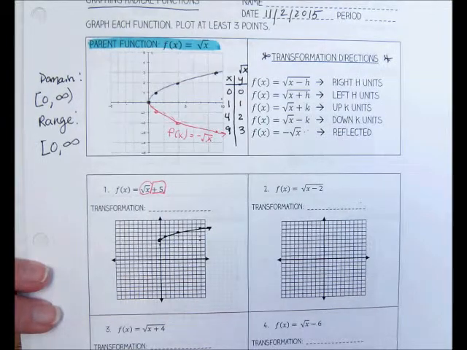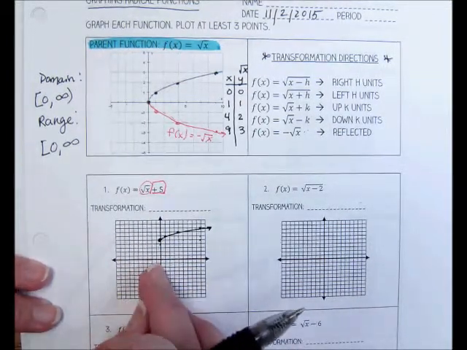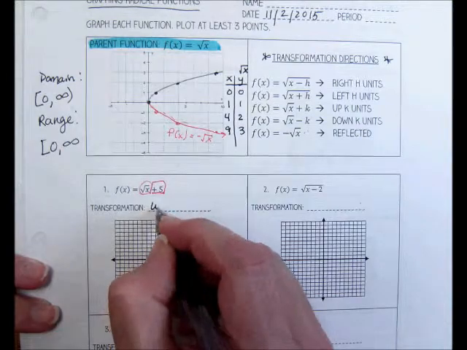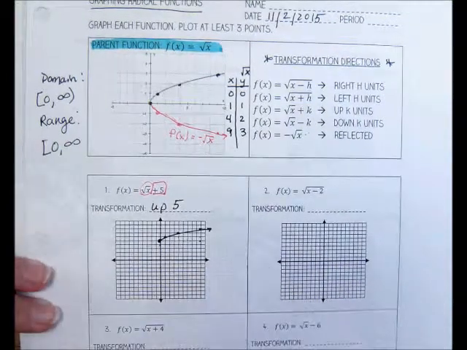And that's what you would see. Now what I'm looking for in your graph is the fact that you have moved up the starting point of 0, 0 up 5. So my starting point is going to be 0, positive 5. And whenever I do my transformation, I'm going to say up 5.